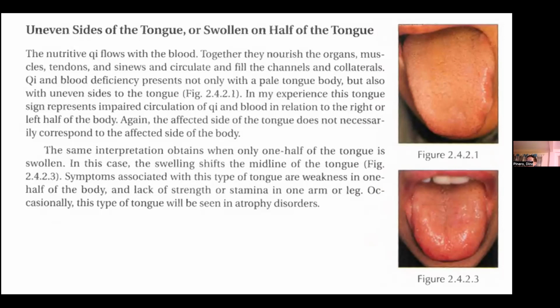So, pag na-observe natin yung may swelling on one side, yung midline nag-move to the other side. Symptoms associated with this type of tongue are weakness in one half of the body and lack of strength or stamina on one arm or leg. Occasionally, this type of tongue will be seen in atrophy disorders.